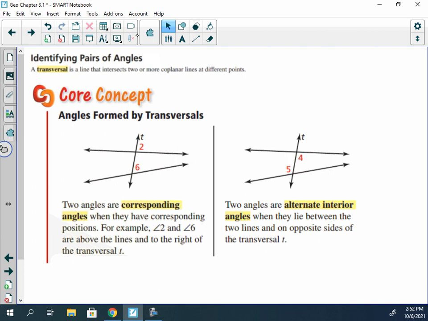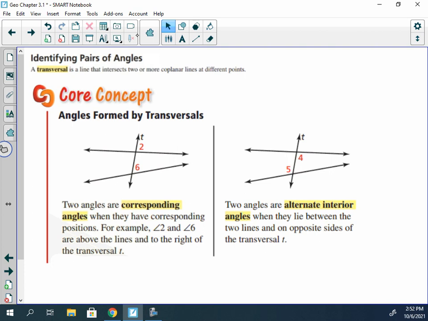So we can say same position. They're in the same position. So if I have two lines and a line that intersects them, that line is considered to be the transversal. Now angles in this setup, like we have here, are in the same position. So if I look at angle 2, well, it's above the line and to the right of the transversal. Yes? If I look at 6, well, it is above the line and to the right of the transversal. So they are in the same position. They are corresponding. They're on the same side of the line and same side of the transversal. So they're corresponding.